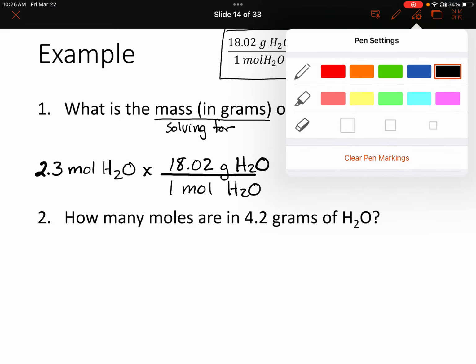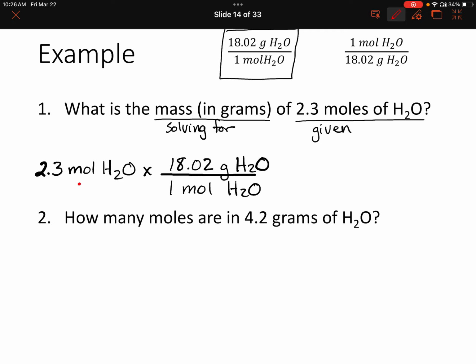All right, so again, we want to make sure our units cancel. So moles of H2O will cancel with moles of H2O, which gives us our desired unit in grams. And then if we simplify this, we're really multiplying 2.3 by 18.02. And again, our unit will be in grams. So putting that together, I got a value of 41 grams of H2O.